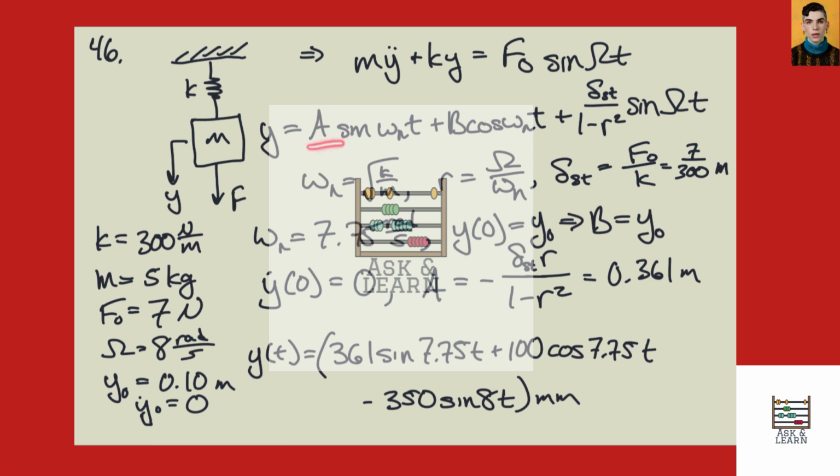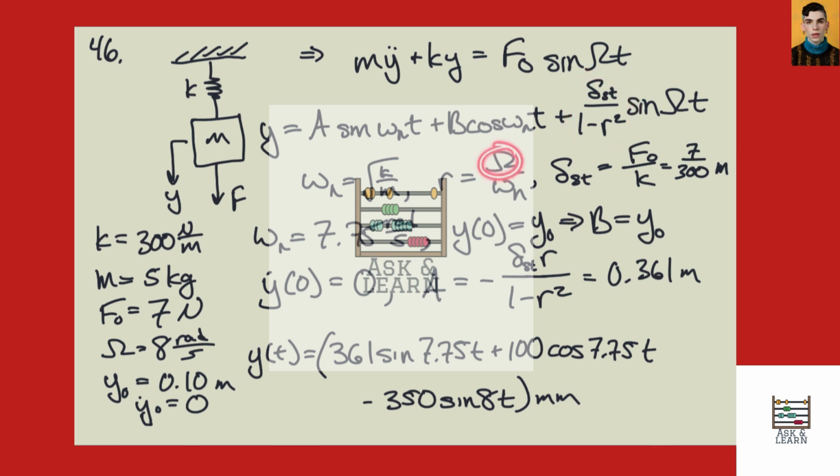We can find A and B from our initial conditions, and we've basically done that before. So B is the initial displacement, and A is going to be minus the static deflection times the frequency ratio all over 1 minus the frequency ratio squared. And in this case, it comes out to be 361 millimeters. Then we can just piece everything back into here and calculate this term here.